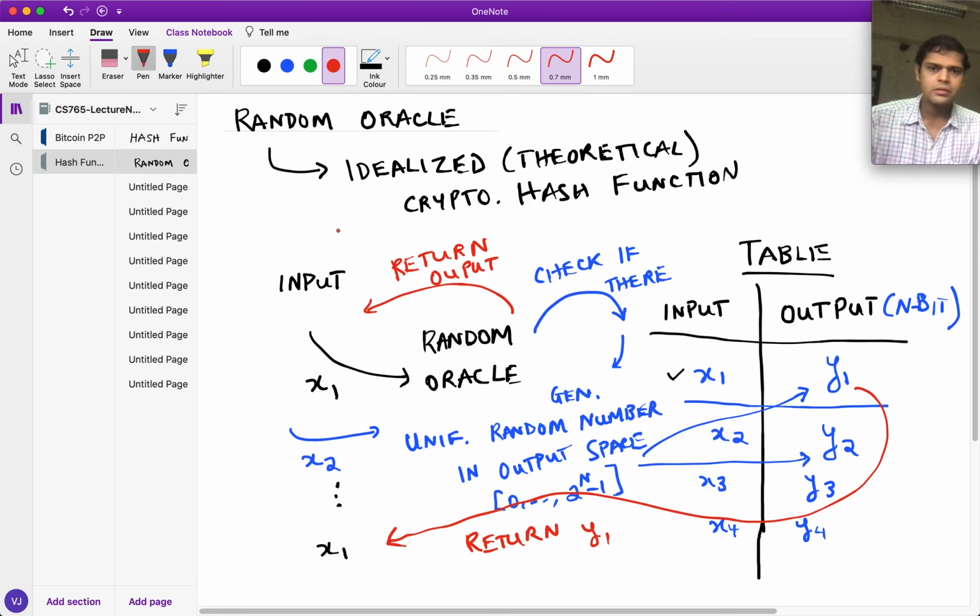So what are the properties of this? First of all, if the same input is sent again and again, the random oracle returns the same output. For the same x1, you get the same output. But at the same time, different inputs have pretty much random outputs. So x1 may differ from x2, let's say in 1 bit, but y1 and y2 have no relationship at all, they are generated randomly. So this is sort of what we want of a hash function.